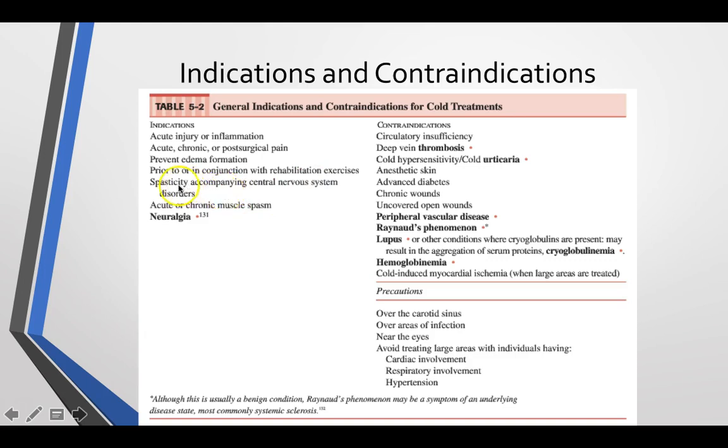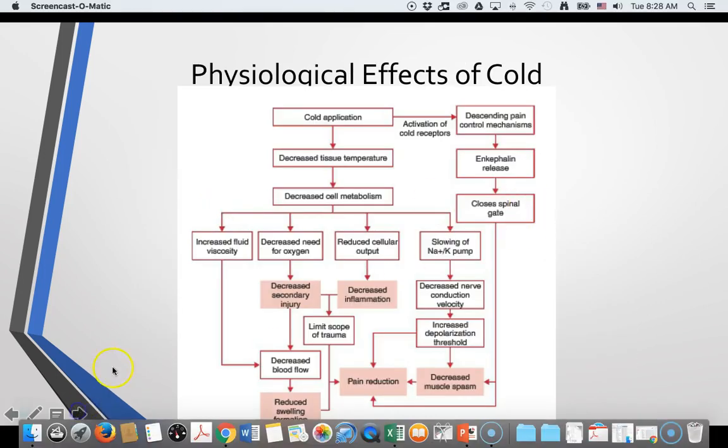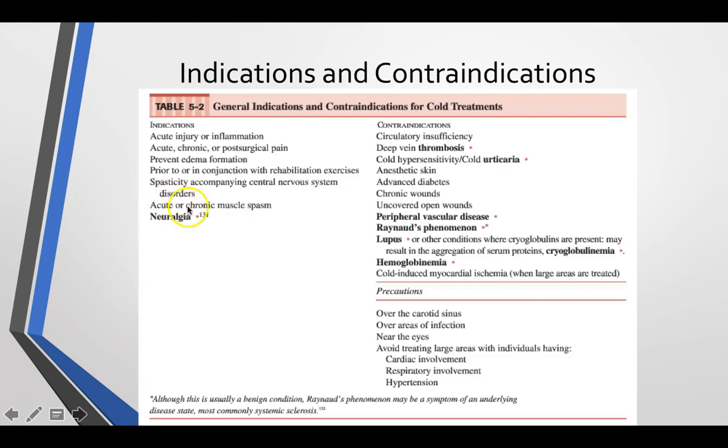We can help spasticity from the central nervous system disorders. We can help with acute and chronic muscle spasms. Cold is actually better for muscle spasms than heat is. People tend to like heat because it makes you nice and sleepy and it's warm and you feel better. But in general, cold is actually better. And then neurology or kind of nerve pain as well.